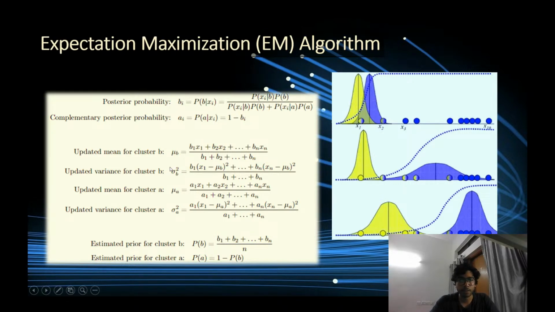Similarly, you update the variance as well. The variance is basically the width of the Gaussian signal, right? And you repeat it multiple times until you converge. At the end, your blue Gaussian would look something like this, and your yellow Gaussian would look something like this, right? So all the points have some probabilities associated with them. They do not belong to just this cluster or that cluster; they have a probability of belonging to this cluster or that cluster, right?